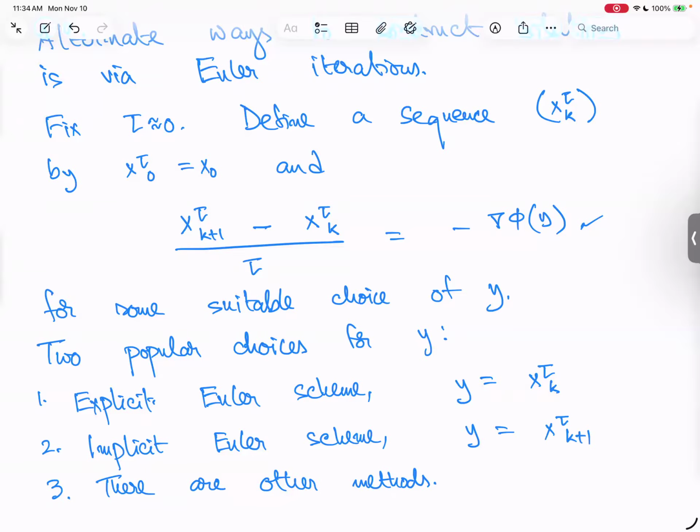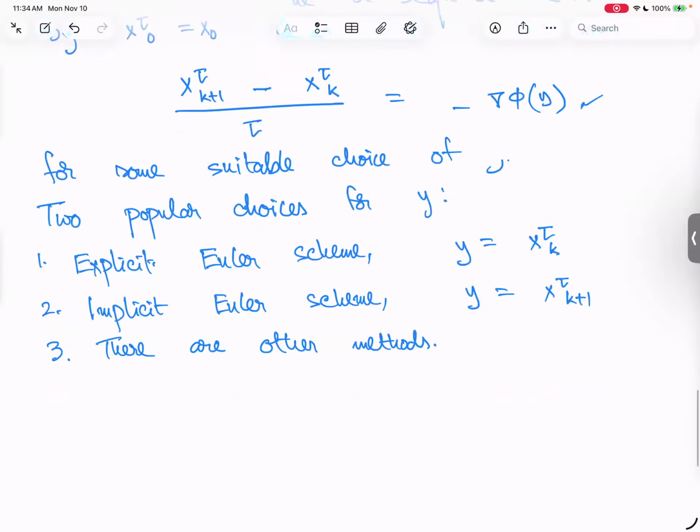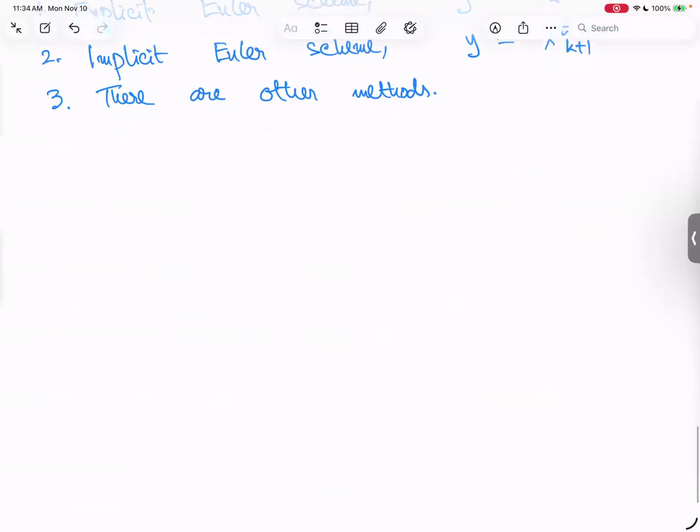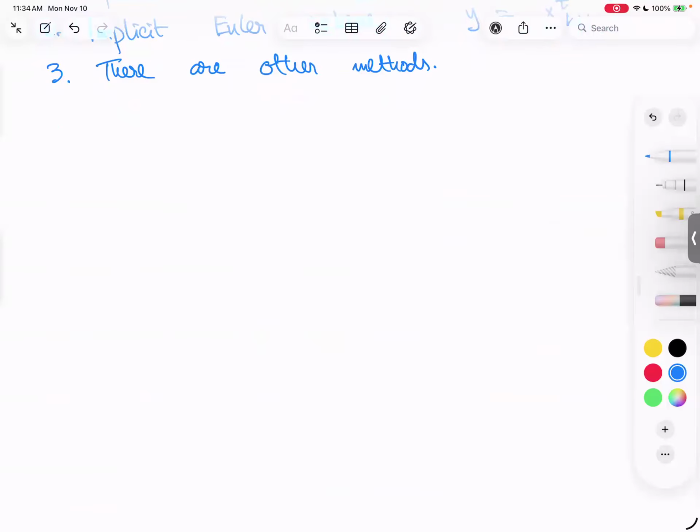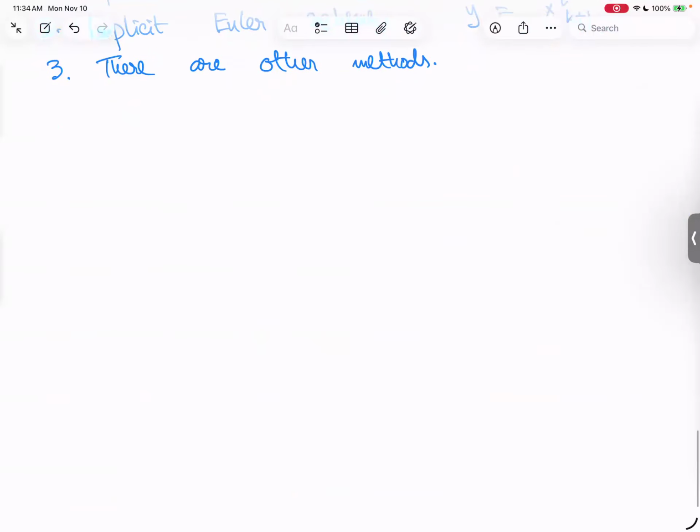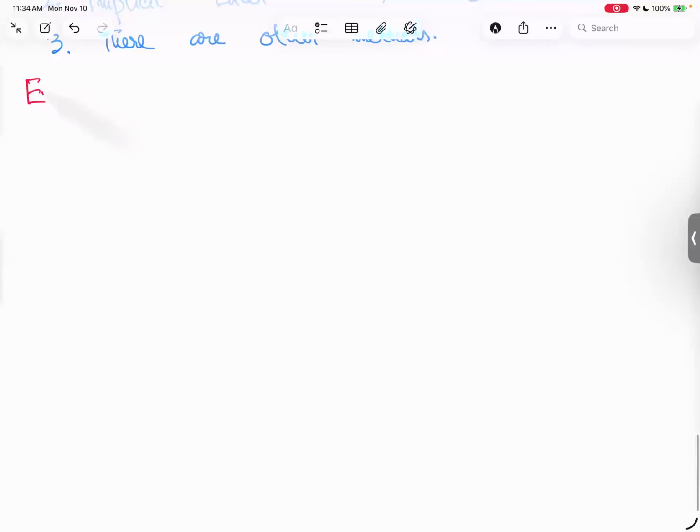Good. You might ask, why do we look into the implicit Euler scheme when the explicit Euler scheme is clearly more intuitive and better? Because it's explicit and I can easily converge. So I'll try to convince you by giving an example where you will see that the explicit Euler scheme does not converge to the gradient flow curve. All right. So here is an example of the explicit Euler scheme not converging.